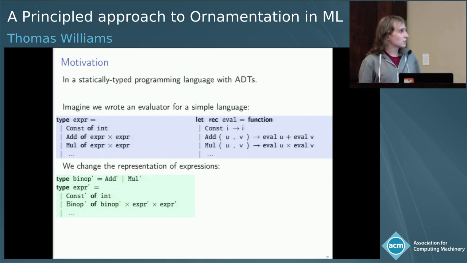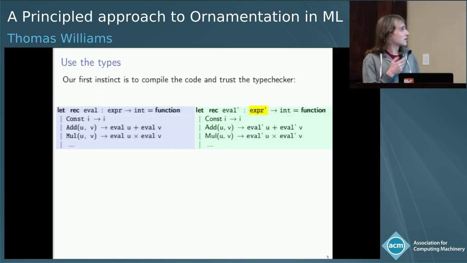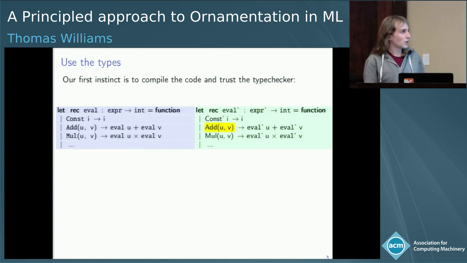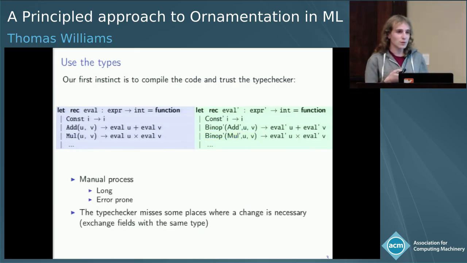And now what happens to all the functions we have already written? Well, what we would do as programmers in a statically typed language is that we would copy the function or just change the type annotation. And then we will look at all the occurrences that are pointed by the type checker, and we will fix them one by one. So that works quite well. We are quite lucky to have types to help us do that.